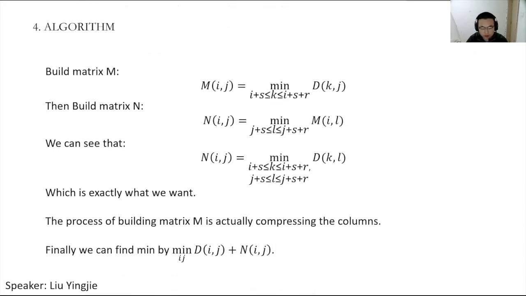The naive method takes min on k and l at the same time, but we can separate them. We build m and n matrices by these formulas. Note that this is just a simple by definition decomposition of computing steps. Then we can use the n matrix to replace this matrix. Now our problem is simplified to be just like the previous one. We can just add d and n and we get the result.